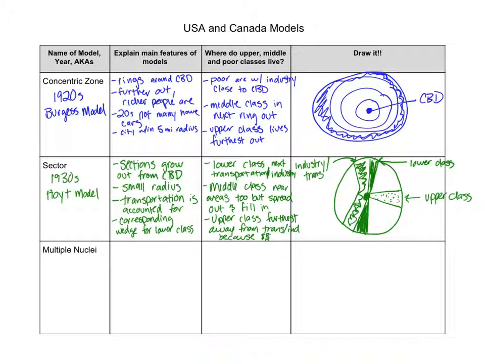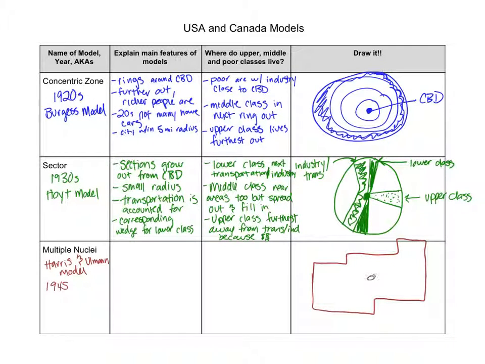Next, we have the multiple nuclei model. So this is also known as the Harris and Ullman, I think that's how you spell it, model. So those are the two guys who basically made it up, right? And this is going to be in 1945 that they come up with this model. So this model is going to be the first one that really looks different. It's going to be this weird looking square here with lots of different sections, okay?